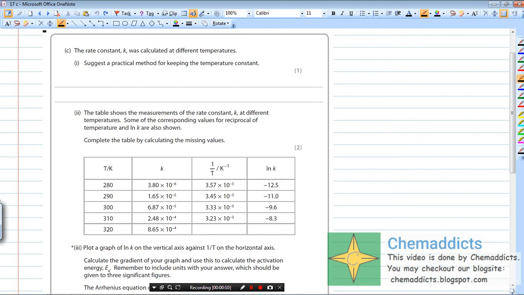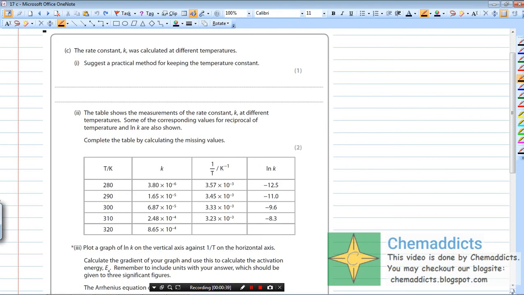Okay. So previously we have done an experiment and we have calculated the rate of the equation. If you have missed the previous tutorial, don't need to worry. I will put the link to that tutorial at the end of this video. Okay. So let's proceed. In here the question says the rate constant K was calculated at different temperatures.